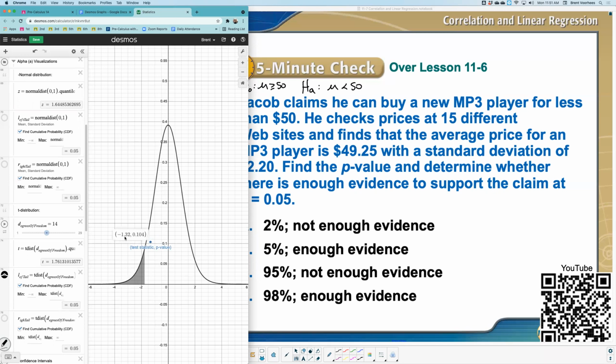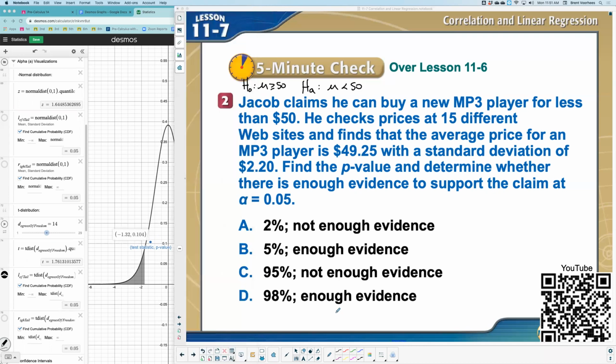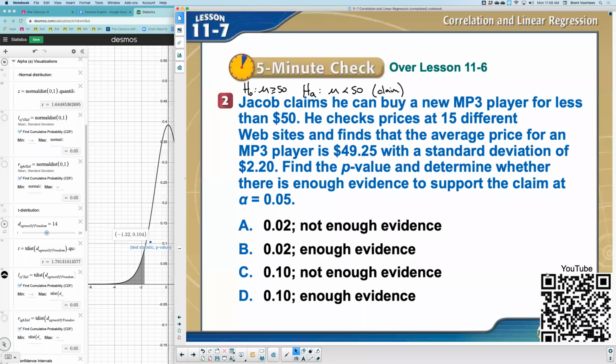For that reason, we would fail to reject the null hypothesis. The claim, which I didn't write up here, we would reject. So we fail to reject the null, but reject the claim. The test statistic would be negative 1.32. The p-value is 0.104, which I need to have updated. Hang on one second. And now I have the answers updated. So we do have the p-value at 0.104.